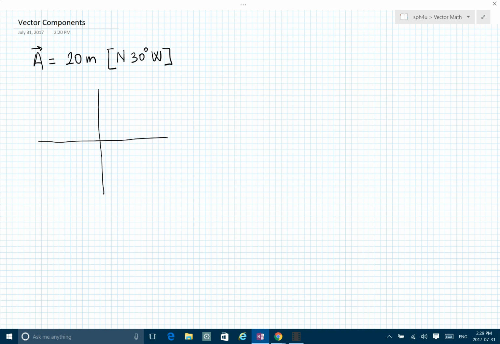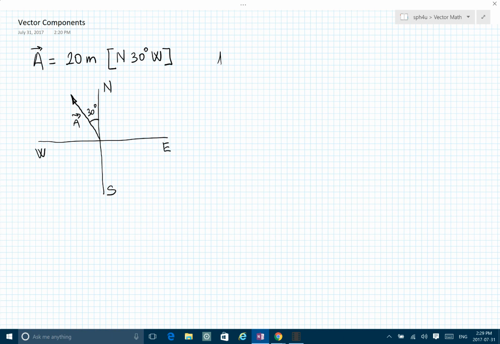So usually what I do is I draw the compass directions: the north, the east, south, and west. And our vector is roughly north going 30 degrees toward west. All right, so this one here is 30 degrees. So this is vector A.